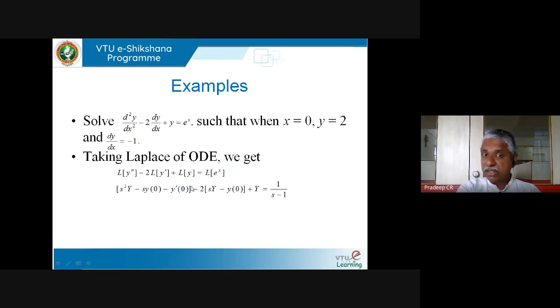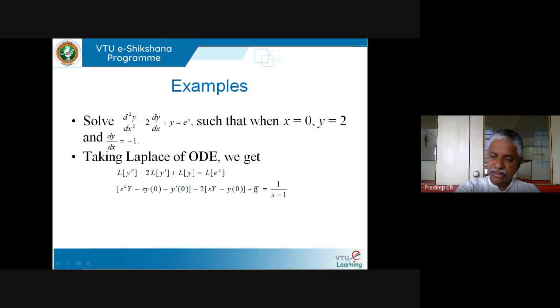So using the Laplace transform, you can solve initial value problems. You can't solve all differential equations, but that's okay. Initial value problem is a very large class of problems. So I know y of 0 is 2 and y dash 0 is minus 1.